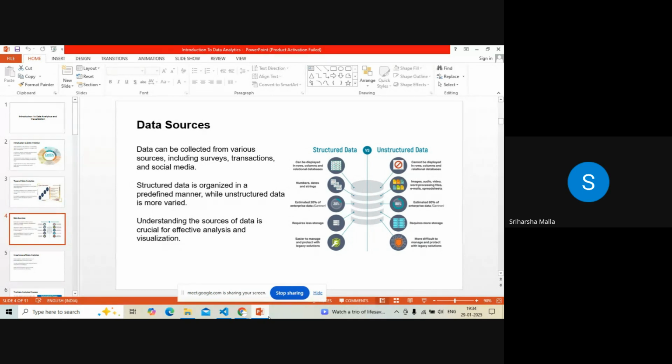Sir, what's the difference between data analysis and data analytics? I'm a bit confused between these two. Listen. Analytics involves analysis.